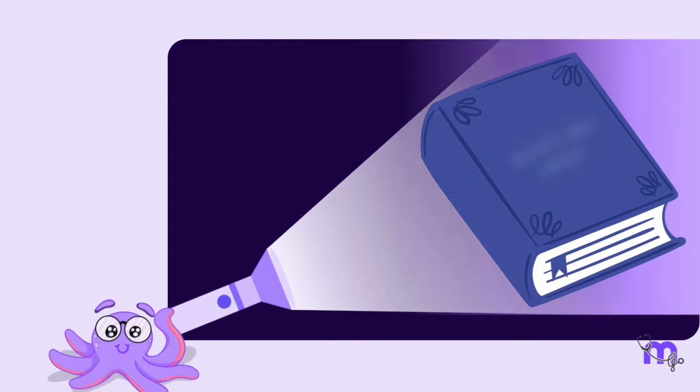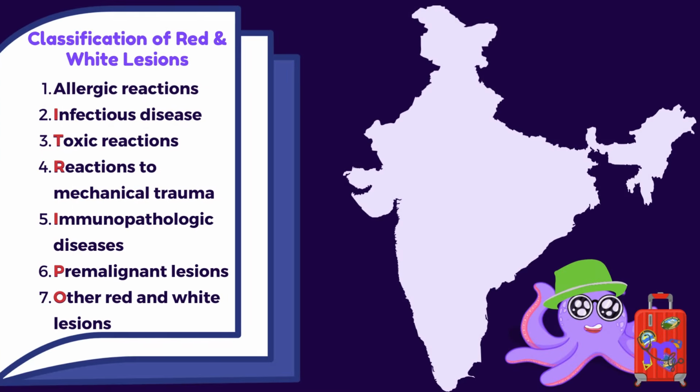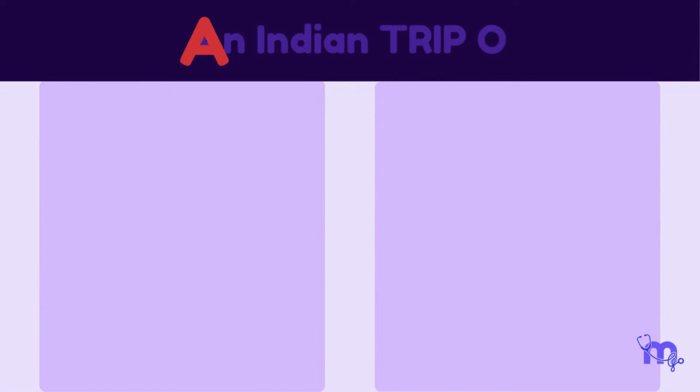Let us see how red and white lesions are classified according to Burkitt's 12th edition. They can be categorized as allergic reactions, infectious disease, toxic reactions, reactions to mechanical trauma, immunopathologic diseases, pre-malignant lesions, and other red and white lesions. The following mnemonic will help in remembering these categories. An Indian trip O. Let us list out a few lesions under each category.